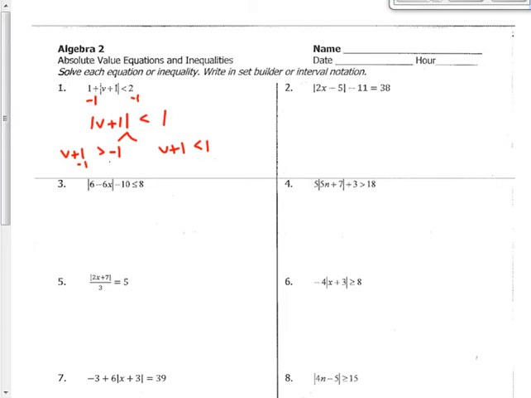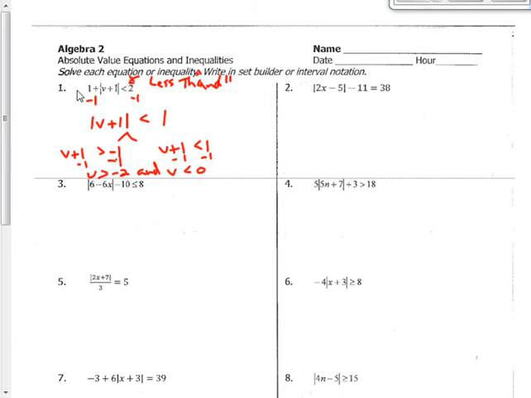Now I solve this by subtracting 1. I get v is greater than negative 2, subtract 1, and v is less than 0. With inequalities, remember that I'm looking at what this is. This is a less than equation. Okay, so it's an and. So when I put this in interval notation, I've got v is greater than negative 2 and v is less than 0. I'm talking about an and equation.